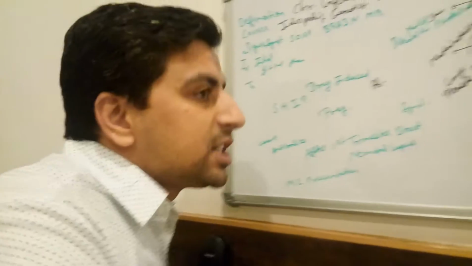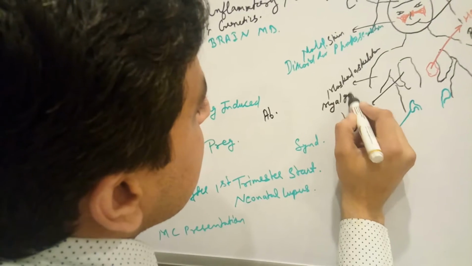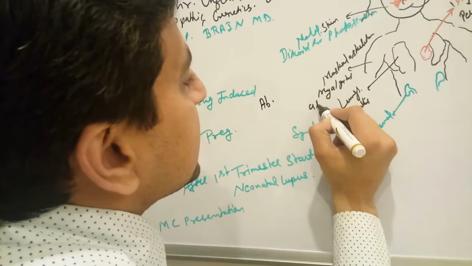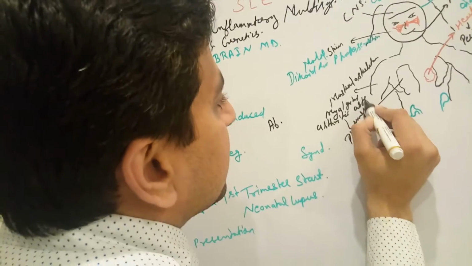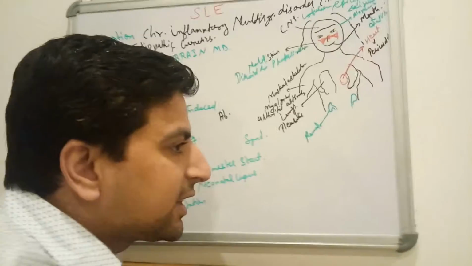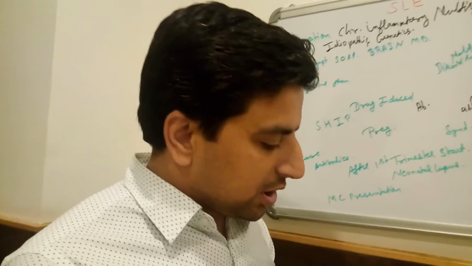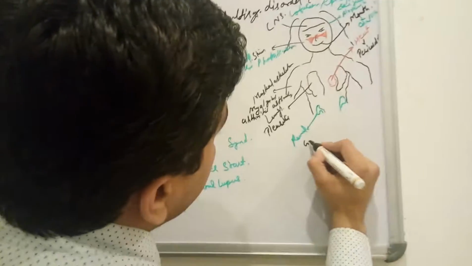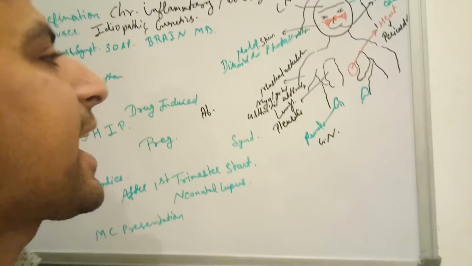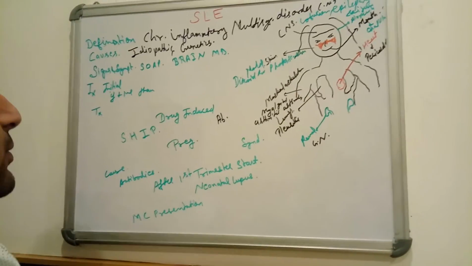Then musculoskeletal, like joints. It causes myalgias, arthritis, arthralgias. What do you mean by arthralgia? A pain, joint pain. Arthritis, it's an inflammation. Okay, pleuritis, and then renal, it causes damage of the kidney, glomerulonephritis, diffuse proliferative glomerulonephritis.